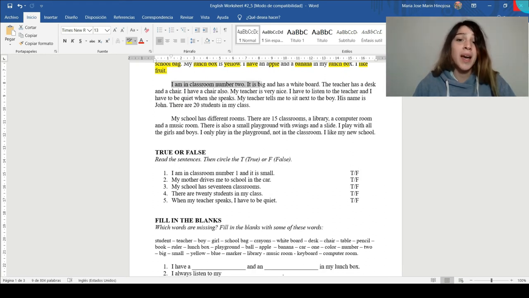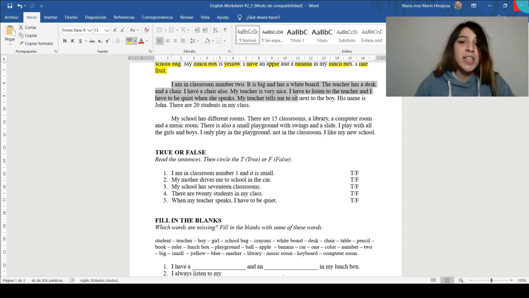I am in classroom number 2. It is big and has a whiteboard. The teacher has a desk and a chair. I have a chair also. My teacher is very nice. I have to listen to my teacher and I have to be quiet when she speaks.